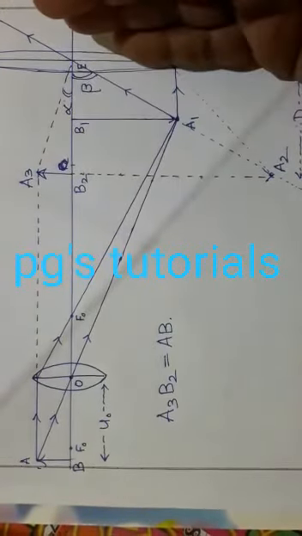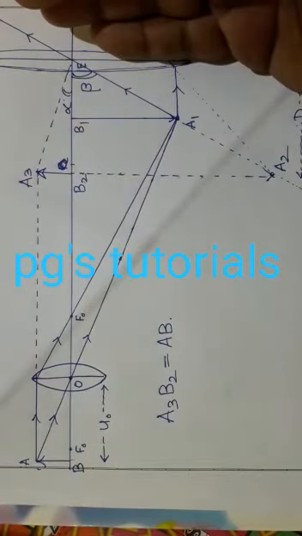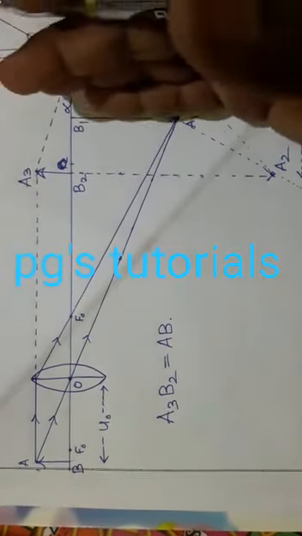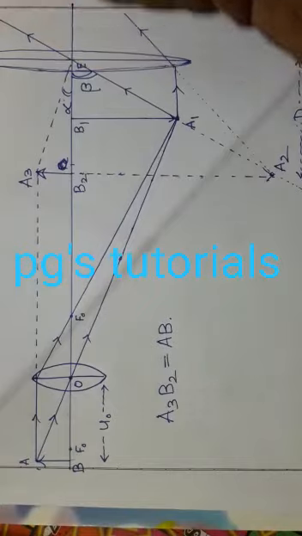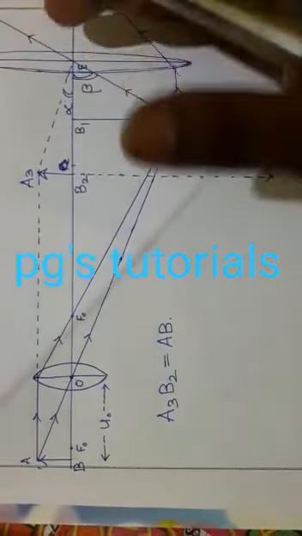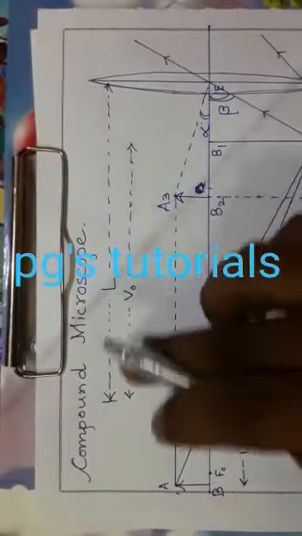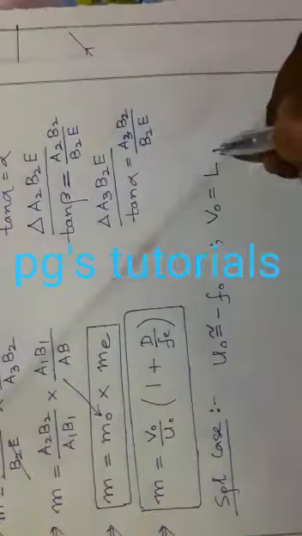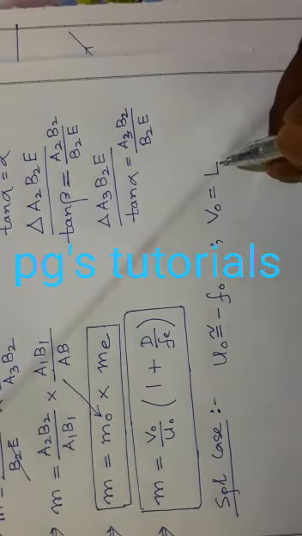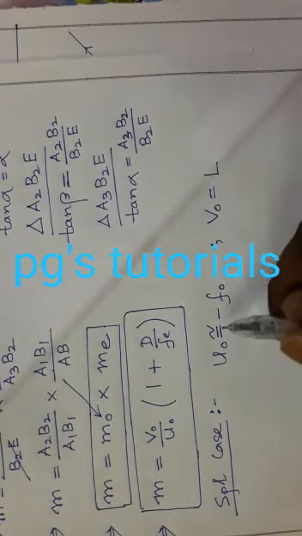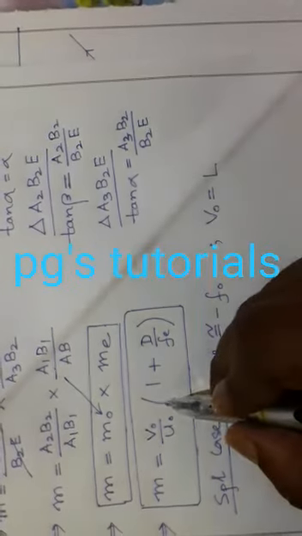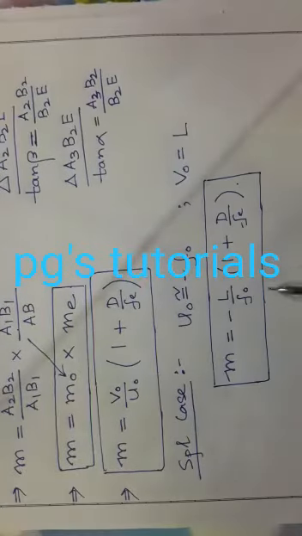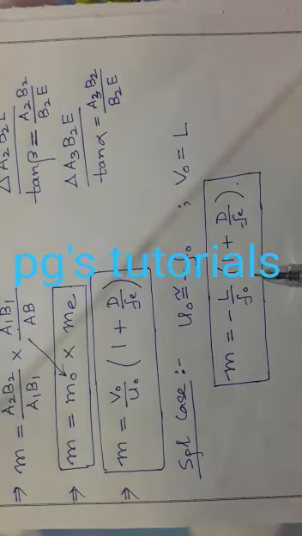Now this image A1B1 will move. How much can it move? It can move up to E, almost E, but it cannot touch E or go beyond E. So the maximum distance of V0 is actually L. So we put V0 equals L and substitute these values in this equation. We will get this, the final expression for angular magnification of a compound microscope.